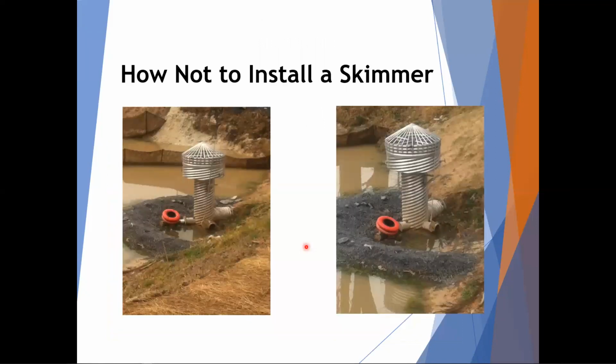Something else to be aware of is that contractors sometimes really blow it. You can see this one doesn't make much sense. They've actually got the little side valve open, so the skimmer's not really doing anything anyway. This skimmer should float up to at least somewhere in here, and obviously with that pipe, it's not going to go very far.